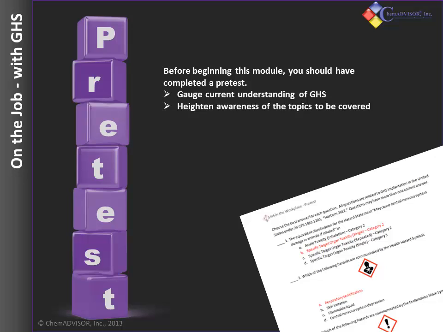Prior to today's session, you should have completed a pretest. The questions target topics that will be addressed throughout today's session. It is used to gauge your current understanding of GHS as a tool to heighten your awareness of the points to be covered and help you clue in on the important topic as the modules in this course are reviewed.